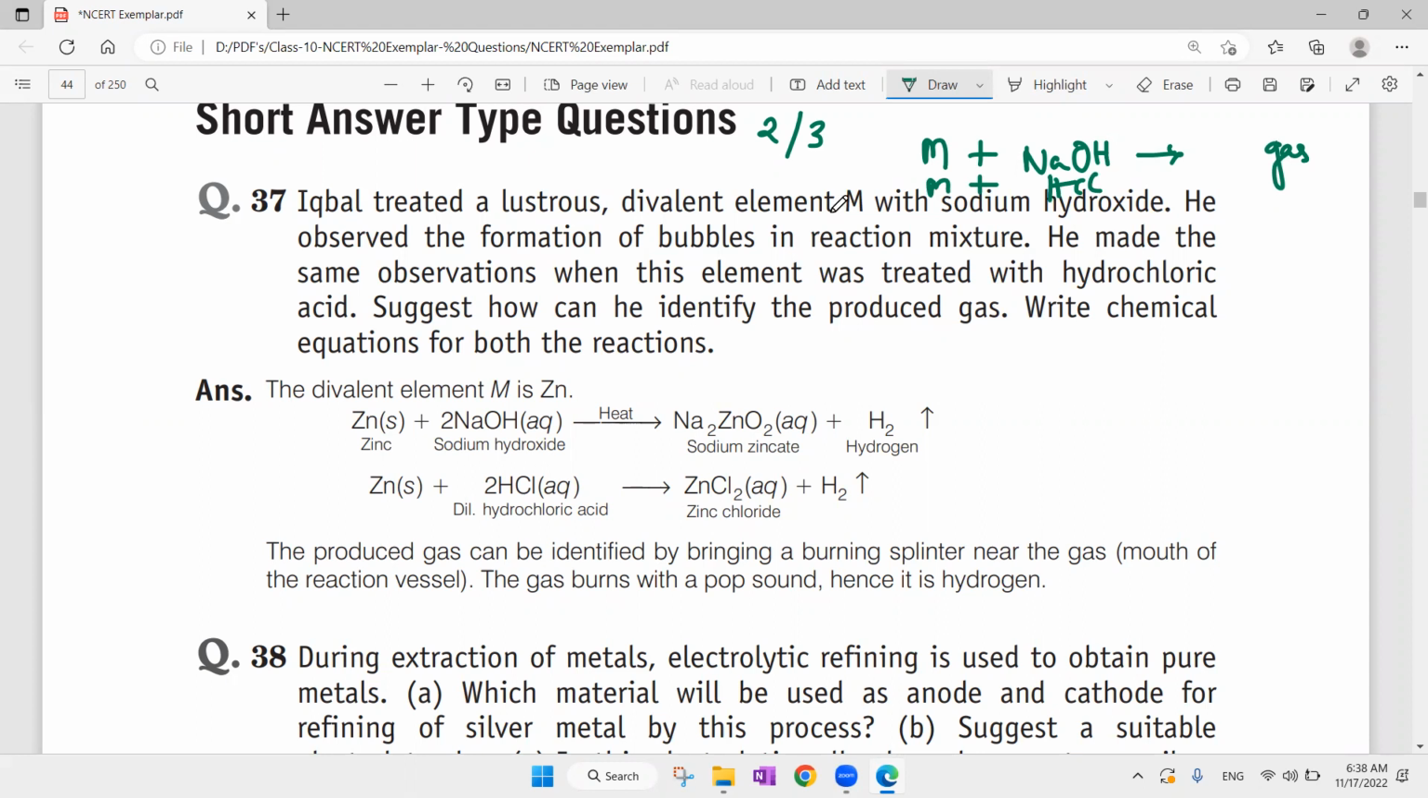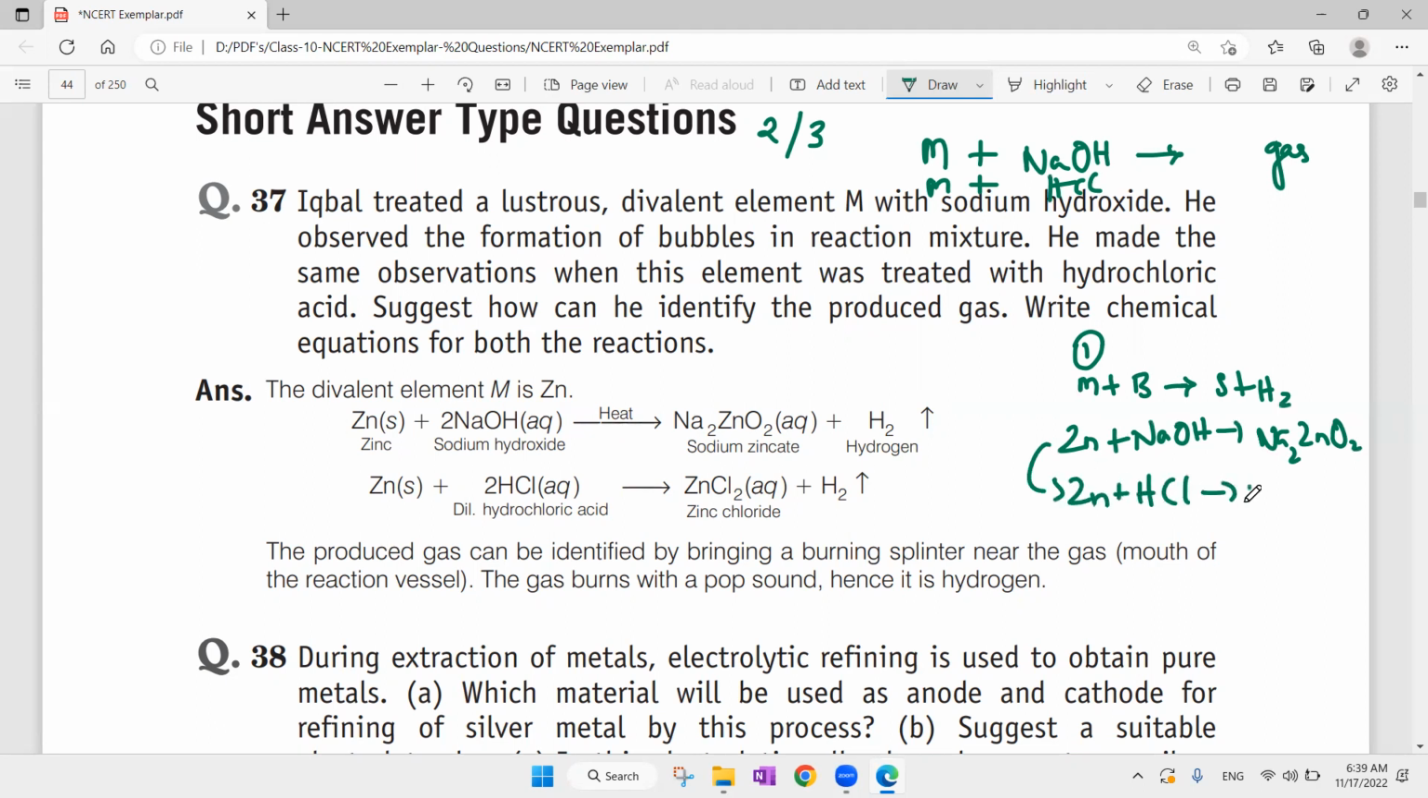Okay, there is one metal M, we don't know, that is a lustrous divalent element which is reacting with sodium hydroxide. So no need to think much. In your textbook you have only one equation, that metal is reacting with the base to form salt and hydrogen gas. That one equation, that is zinc, isn't it? When zinc is reacting with sodium hydroxide, NaOH, we are going to get Na2ZnO2, sodium zincate, plus hydrogen gas. Now the same metal Zn is reacting with HCl to give ZnCl2, zinc chloride, plus hydrogen gas.